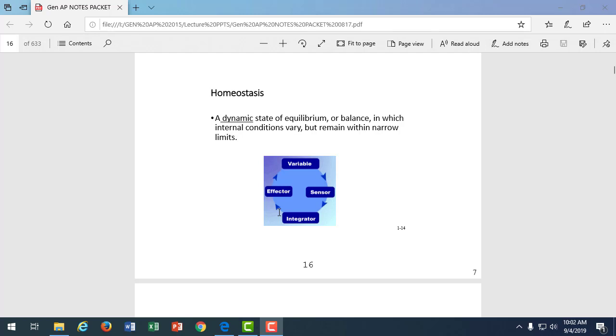So, and it's within limits, so narrow limits. So we don't want blood pressure to be up in the 180s, and systolic, the top number. We don't want that in the 180s, and we also don't want it in the 70s either. So there's narrow limits of what we consider normal. And that's, as healthcare workers in the future, for some of you, you're going to be looking at those numbers, and you have to know what those numbers are and some things that affect those numbers.